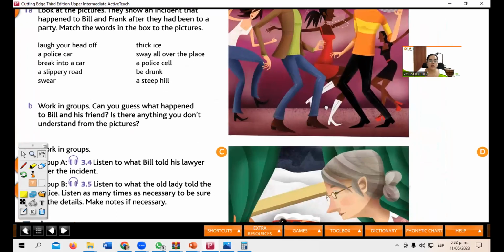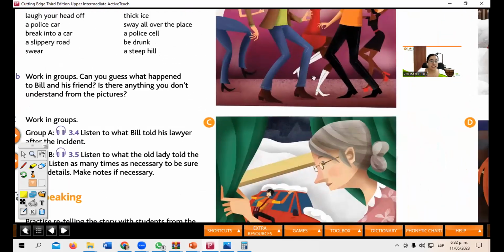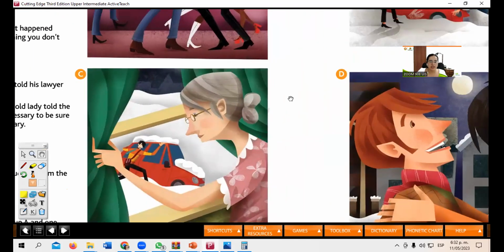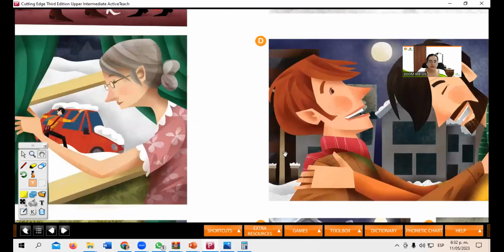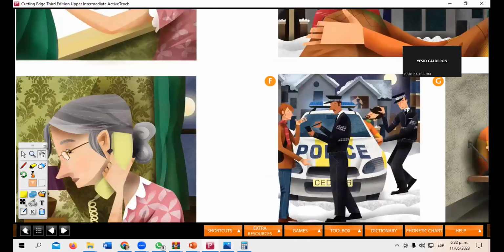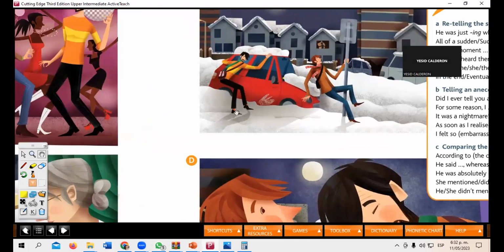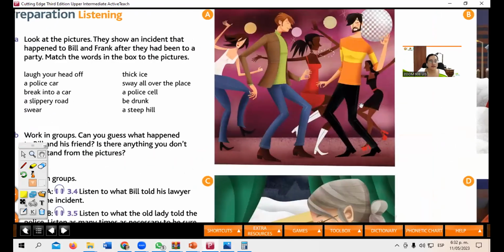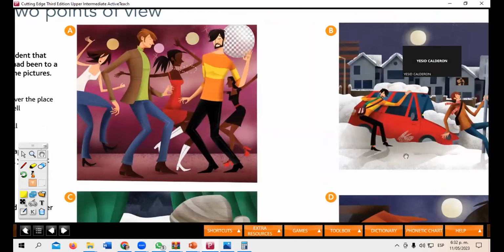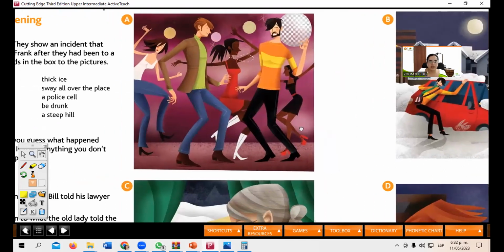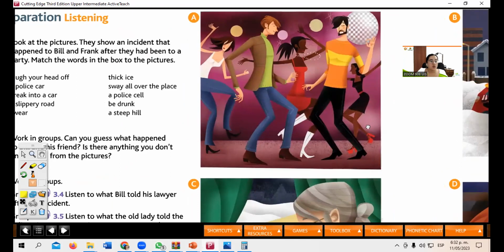A slippery road. What is this? A slippery road. Like resbaladizo. Yes, slippery is resbaladizo. And road, como calle. Carretera lisa. Yes, carretera. Una carretera lisa o resbalosa. Yes, slippery road.